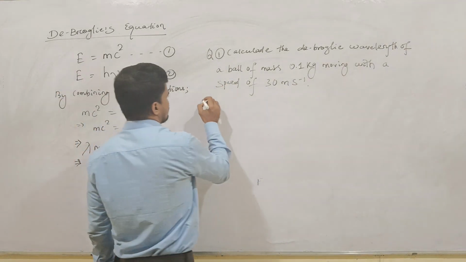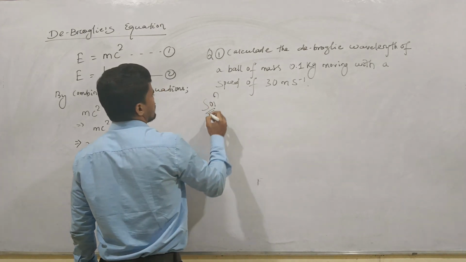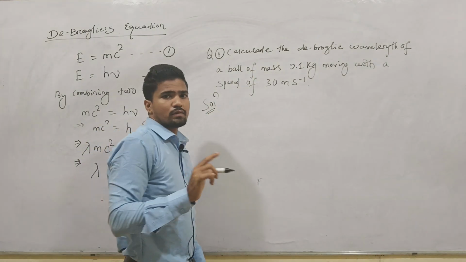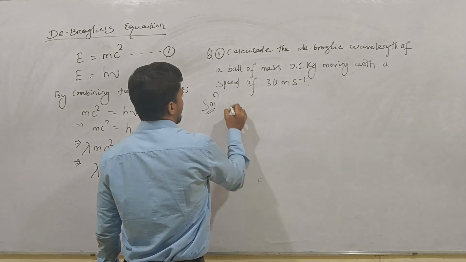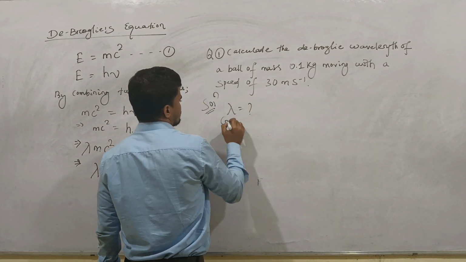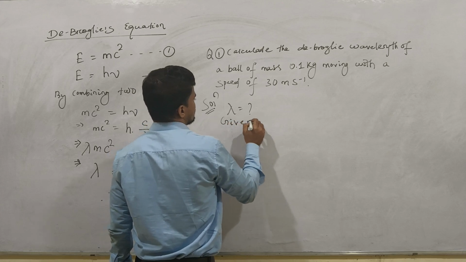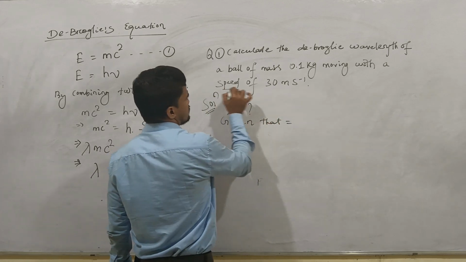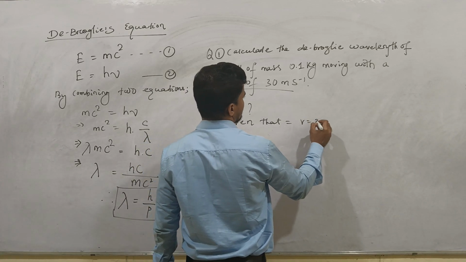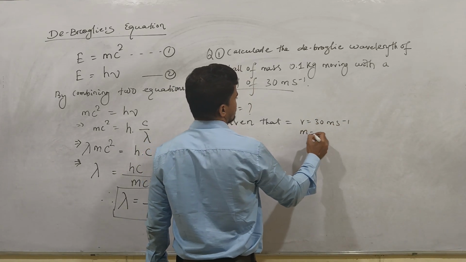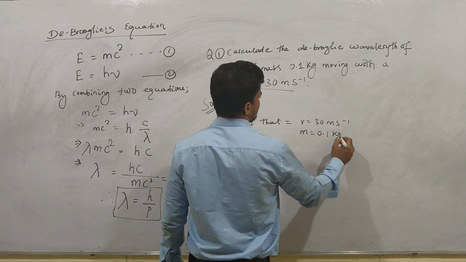So let's start, how will we do it? Calculate the de Broglie wavelength, that means lambda is asked here. So what is given to us? Velocity v is given as 30 meter per second and mass is given as 0.1 kg.